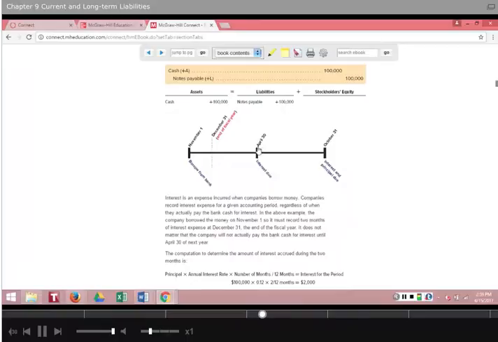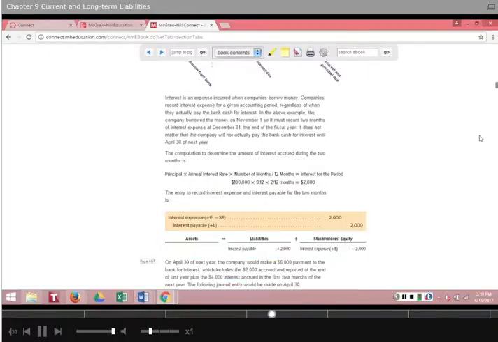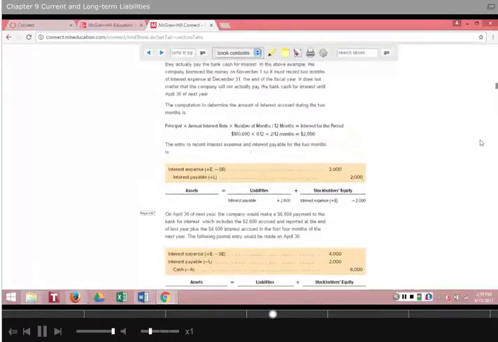And then if we're paying interest twice a year for the year that it's borrowed, first on April 30th, we would recognize 6 months of interest there. And then finally, on October 31st, we recognize the remaining 6 months of interest paid plus the repayment of the $100,000 principal. So they give us an example.